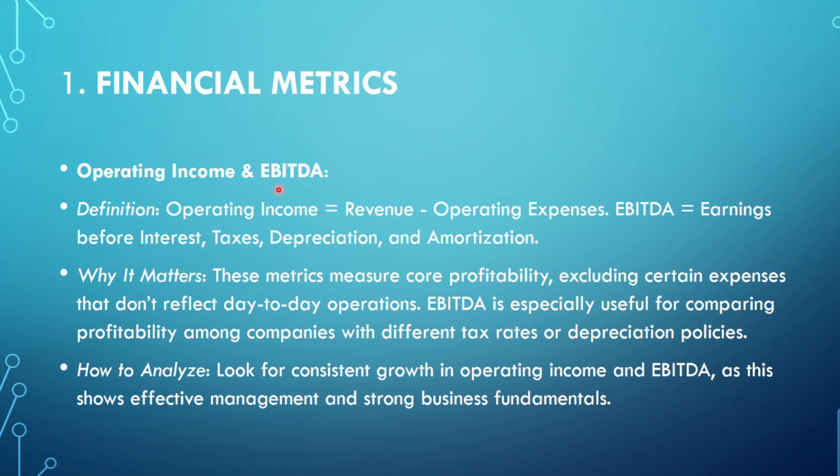You heard about EBITDA often, I guess. Operating income is revenue minus operating expenses. This is the operating income. EBITDA is earnings before interest, taxes, depreciation and amortization. Why does it matter? These metrics measure core profitability, excluding certain expenses that don't reflect day-to-day operations.